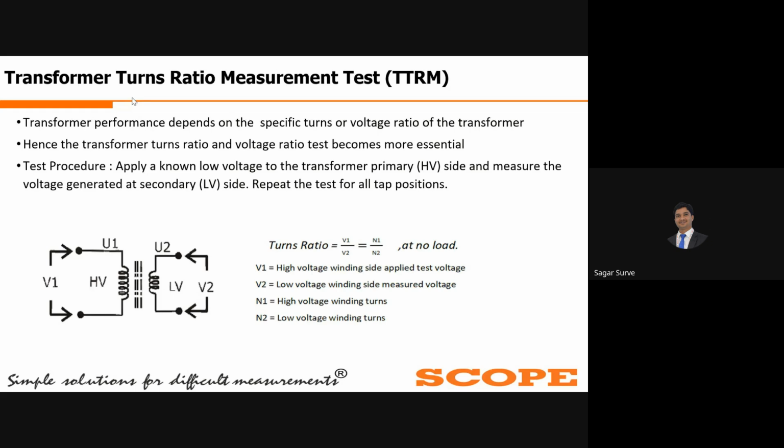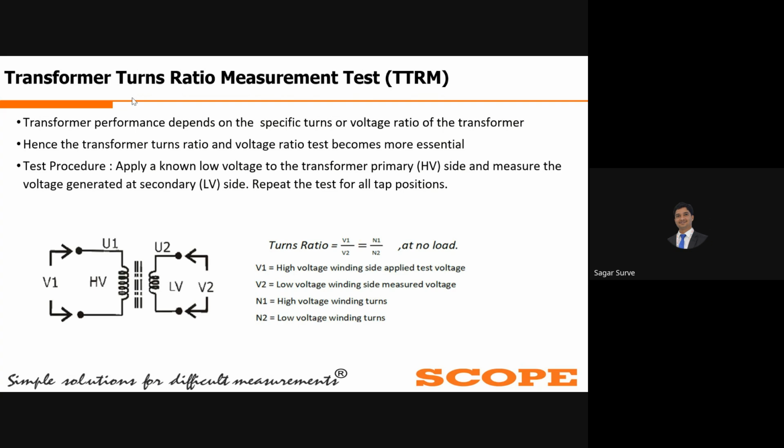So first of all, the transformer turns ratio measurement test, which is most widely known as the TTRM. Transformer performance depends on the specific turns or voltage ratio of the transformer. So each and every transformer has its turns ratio and voltage ratio. The main purpose of the transformer is to transmit the power from one voltage level to another voltage level. So the same thing we are doing here.